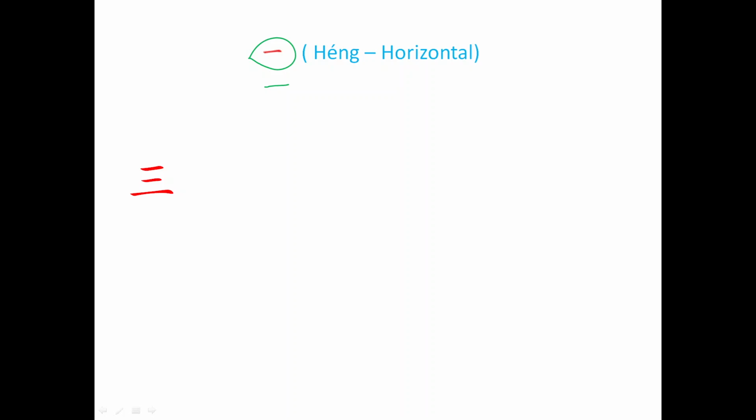For example, in this word 三, we first write the top 横, then the middle 横, a little shorter. And lastly, the bottom 横, the longest.